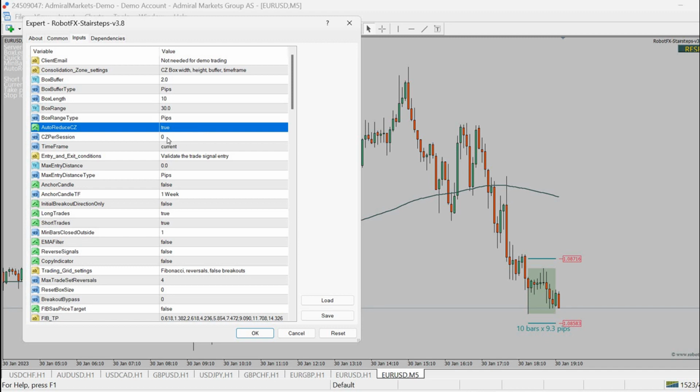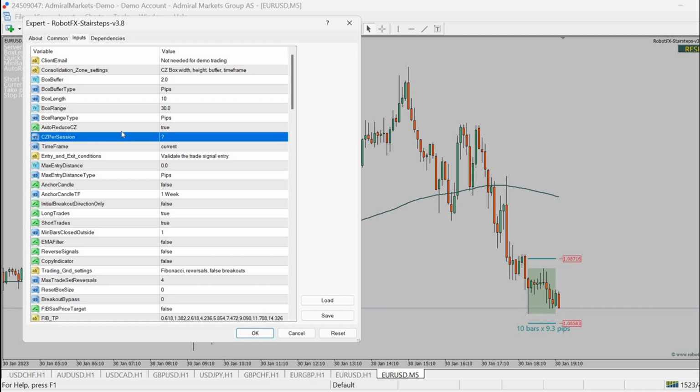Next is the option to set a limited number of consolidation zones per session. Maybe you want the expert advisor to be allowed to create or search for and determine only 7 consolidation zones. Enter the number right here. Otherwise, just leave it 0, and this option will be ignored, the expert advisor will trade non-stop and search for any consolidation zone that might happen.